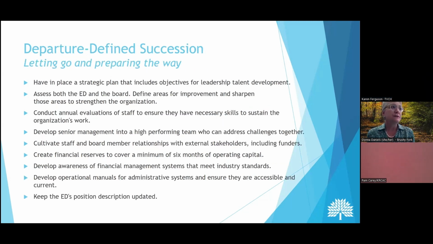But then there's also departure-defined succession planning. This is about the current executive director letting go and preparing the way. Somebody referred to this to me one time as an executive wanting to make sure they are leaving the organization in good hands when they leave. Yes, it's going to be difficult sometimes to step down from a position, especially if a person has held it for a long time. But if we do good succession planning, we're going to be leaving that organization in good hands.